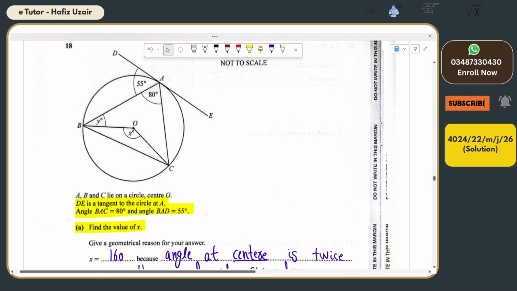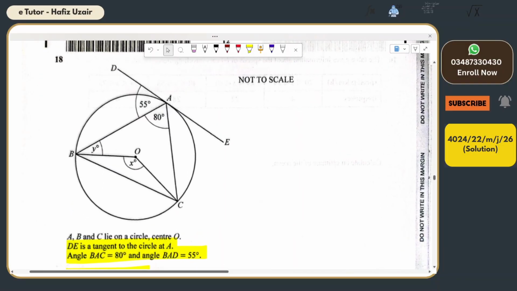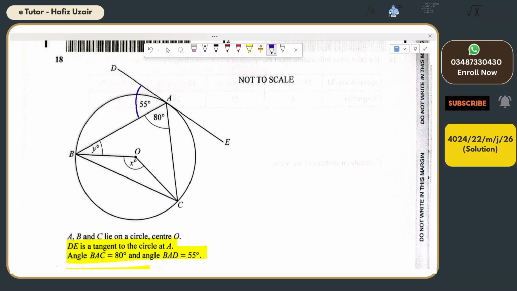Now to find out the value of y, let's look at this diagram. You already know about the alternate segment theorem, the alternate segment property. Let me highlight this so that you can understand better. The angle that is between the tangent and the chord, this chord will make exactly the same angle at the circumference. So this angle must be 55 degrees.